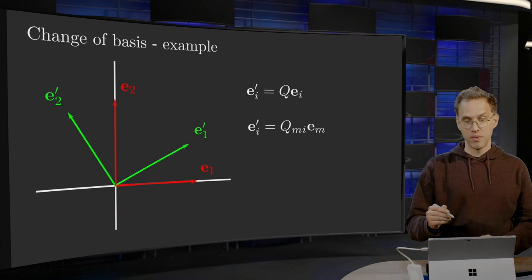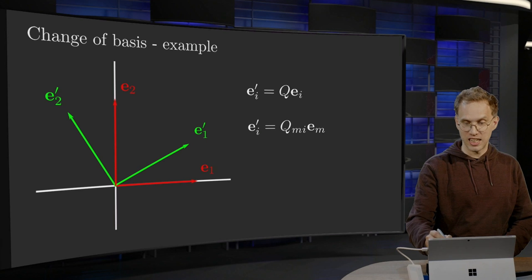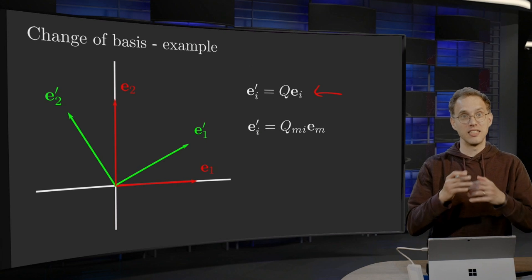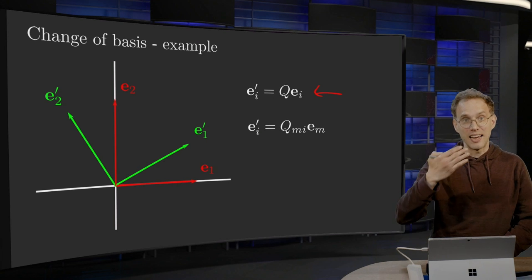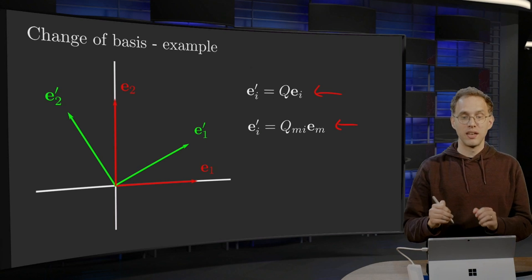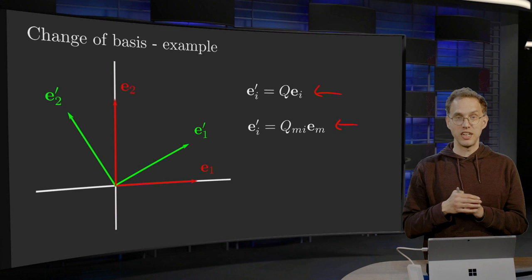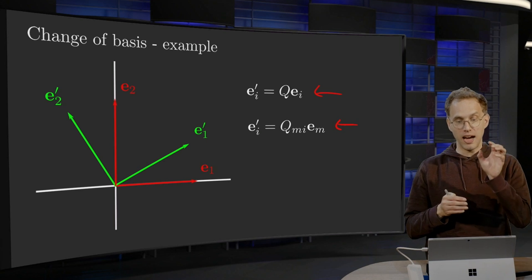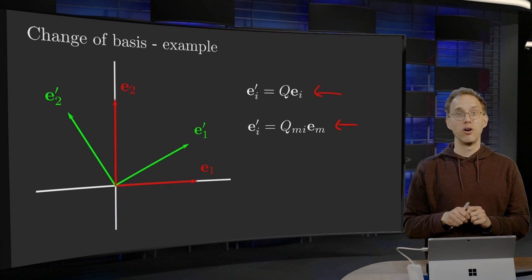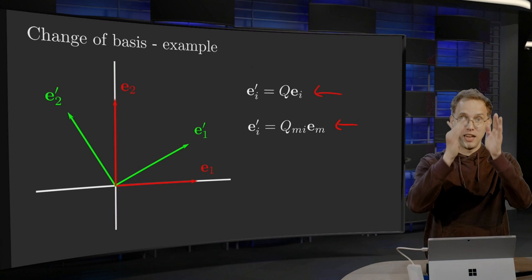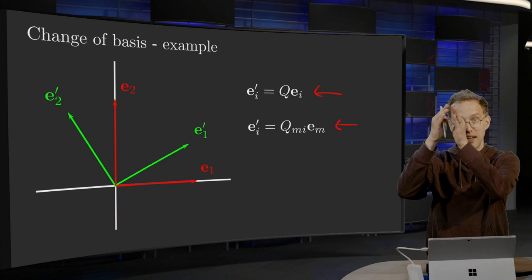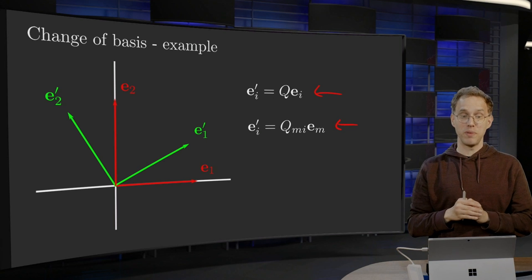So we know from a previous web lecture that e_i' equals Q times e_i, that's defining the new basis. As a consequence, you can express the e_i' in the old basis e_m via Q_mi. So e_i' equals Q_mi times e_m, which implies that the columns of Q are the e_1' in the old basis, e_2' in the old basis, and e_3' in the old basis.